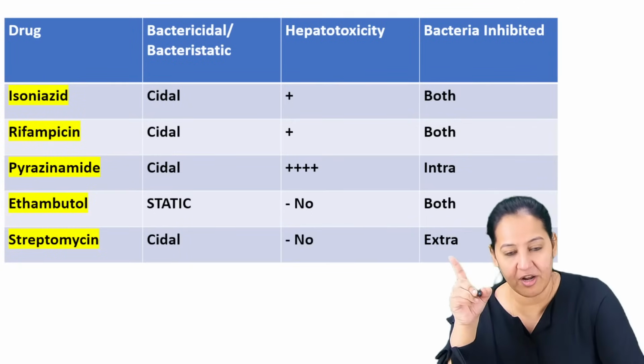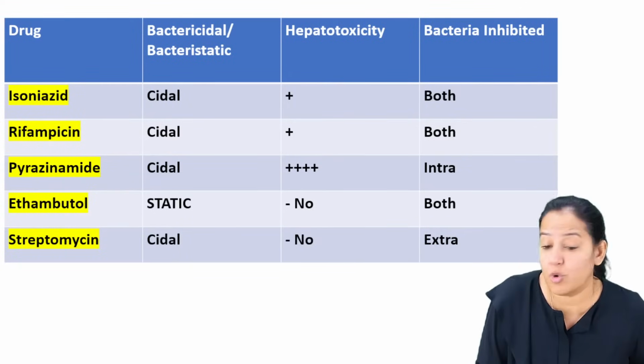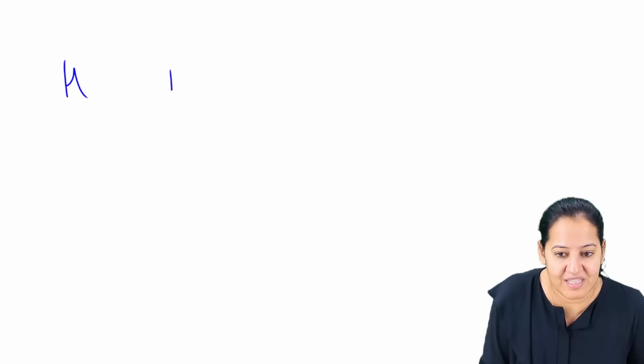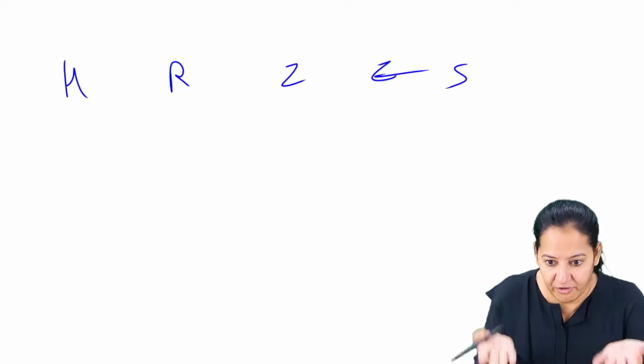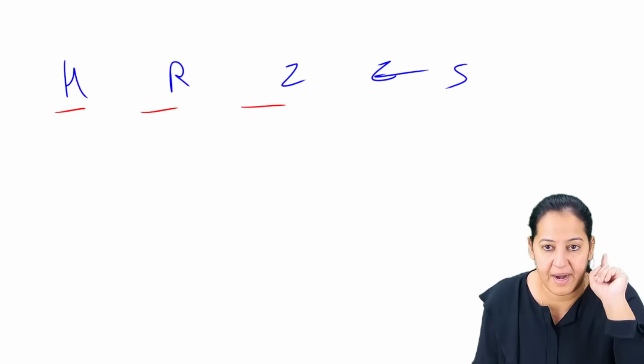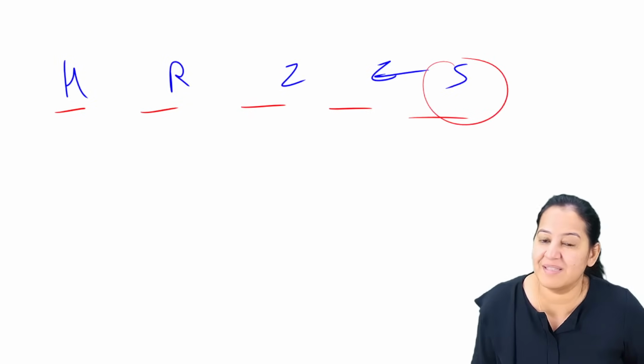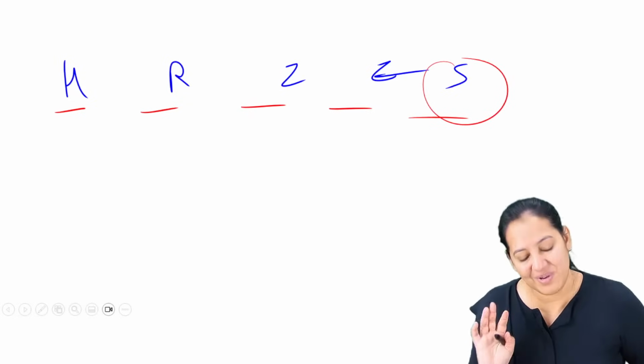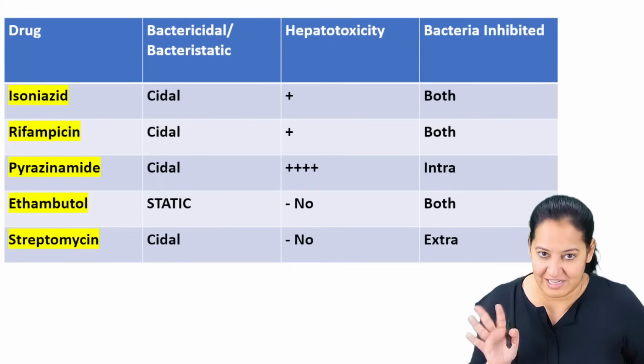Okay, before starting one by one, let me explain something. HR, don't change the sequence. Learn them in a sequence. HRZES. Say the full form. Isoniazid, rifampicin, pyrazinamide, ethambutol, streptomycin. Streptomycin is one of the aminoglycosides. So learn, don't change the sequence, otherwise you will get confused.